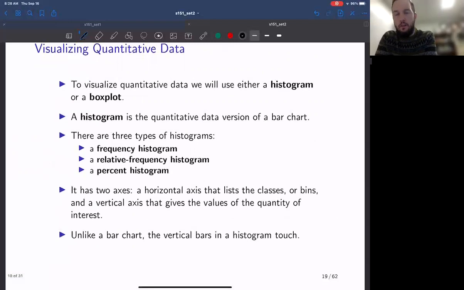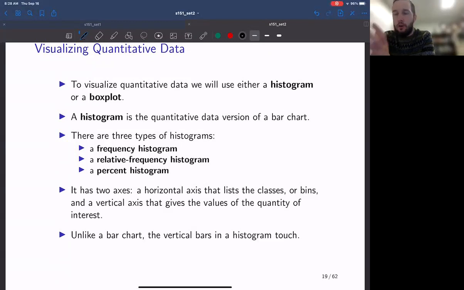So the next thing we're going to talk about is visualization for quantitative data. There's actually 2 different graphics that we're going to utilize to visualize quantitative data. The first one is what is called a histogram. The histogram is essentially the quantitative box or the quantitative bar chart.